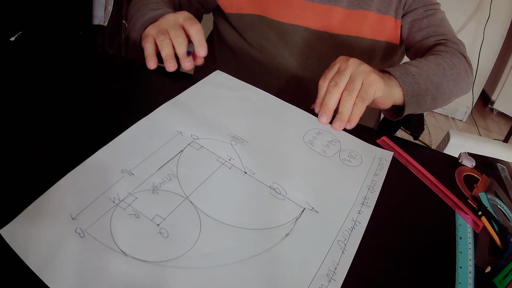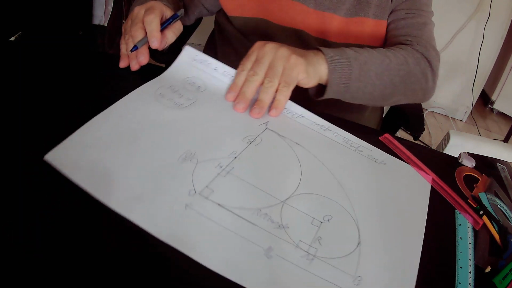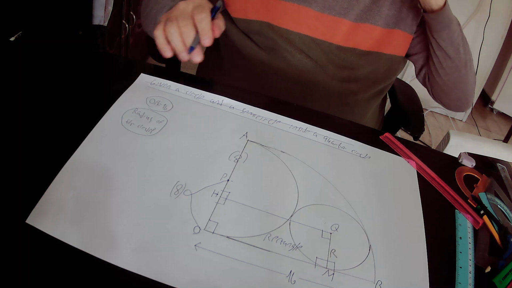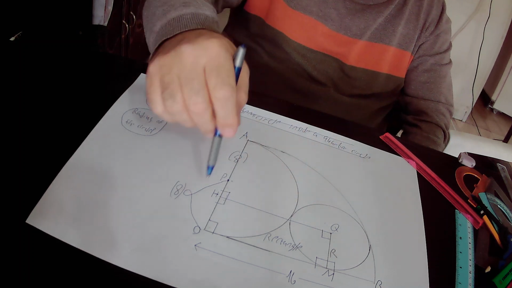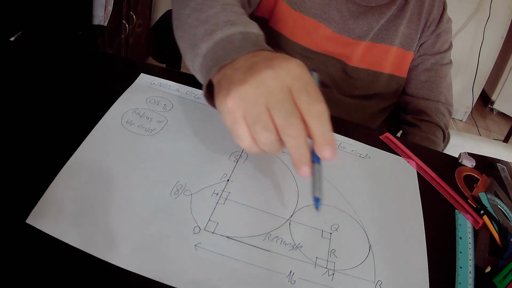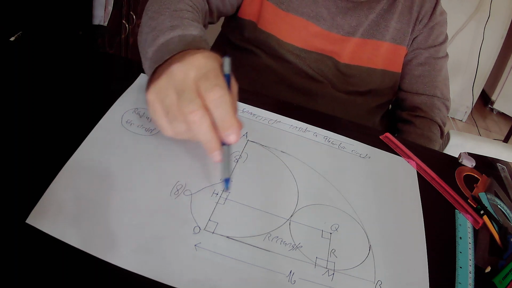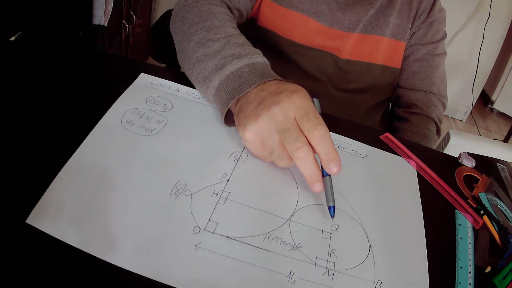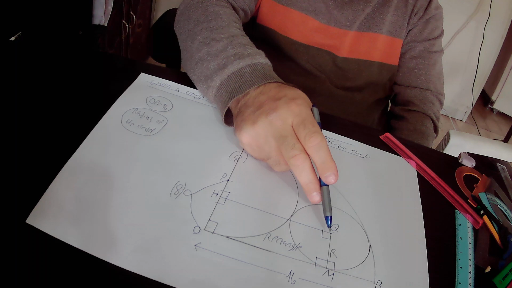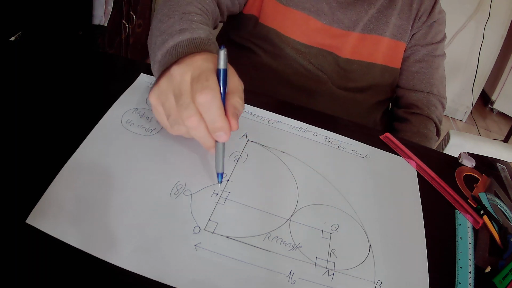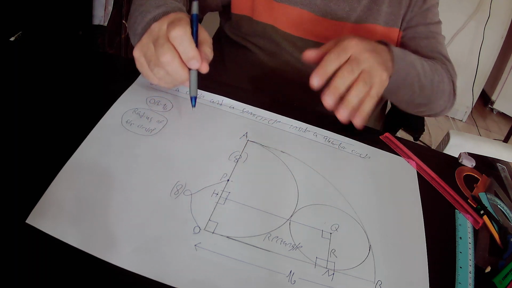But we also know that the opposite sides of a rectangle are equal to each other. So in rectangle HQMO, side QM must be equal to the opposite side HO. But QM is the radius of the small circle, that is equal to capital R. Therefore, HO must be equal to capital R.